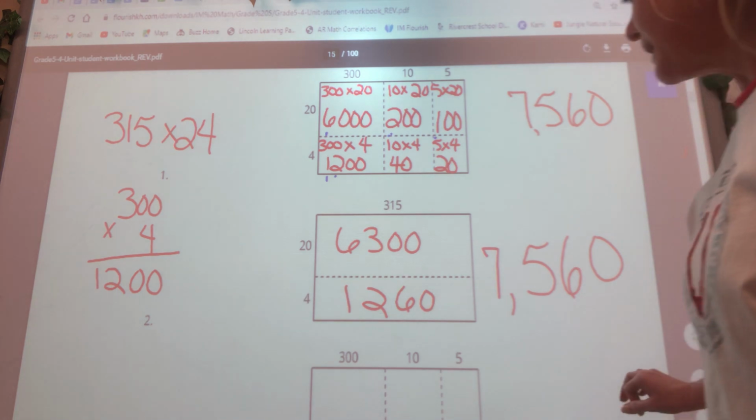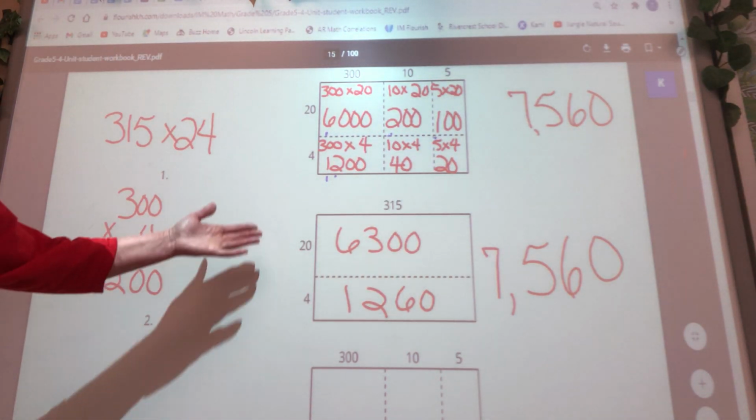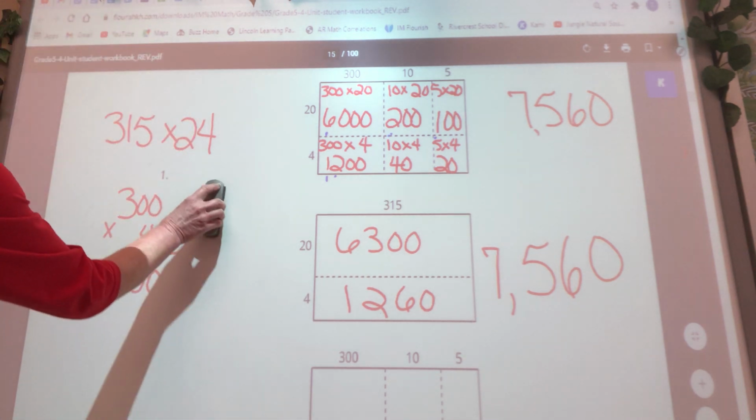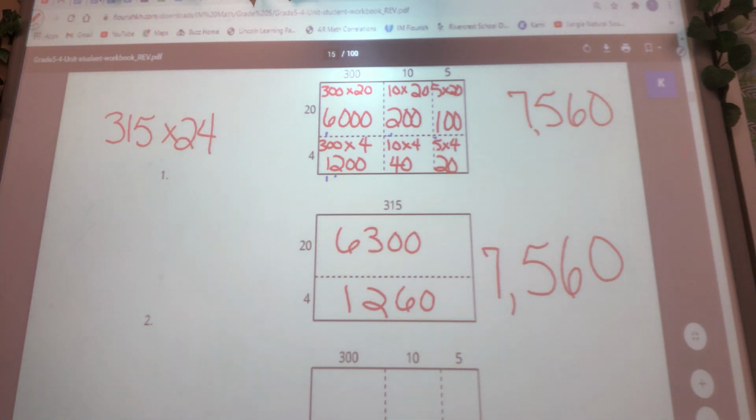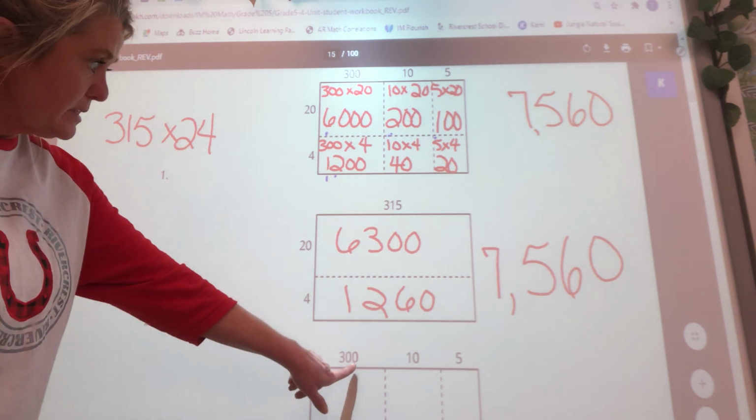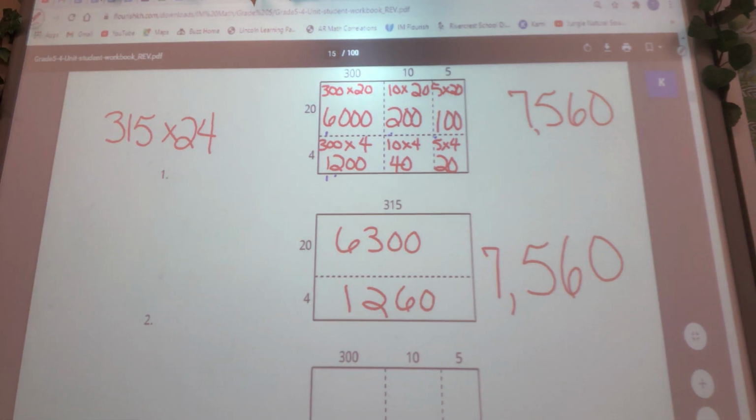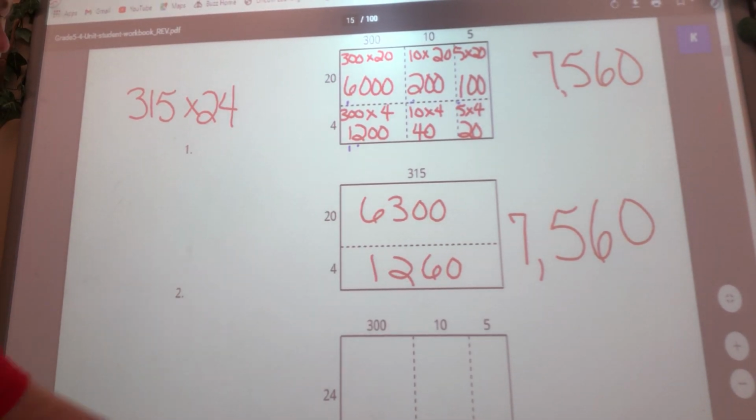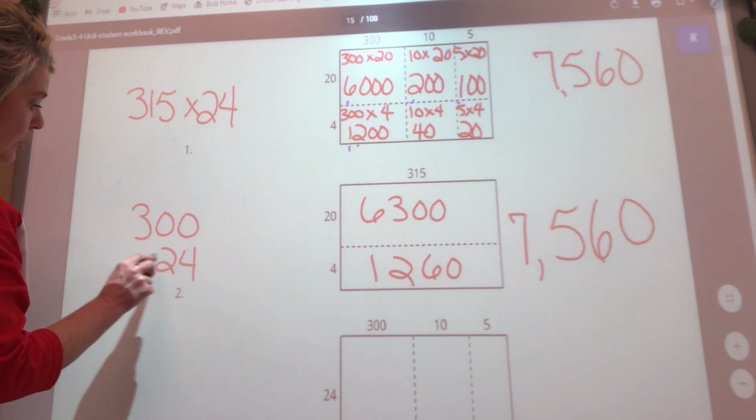And then on our last one, now this one, they didn't break it down a lot for us on the 20 side. They just left all that 24 together. Should the answer still come out to 7,560? Yeah, it still should come out to that, because this is still 315. And down the side over here, let me move that just a little bit. On the side down over here, it's still 24. So for this first box, we would have 300 times 24.